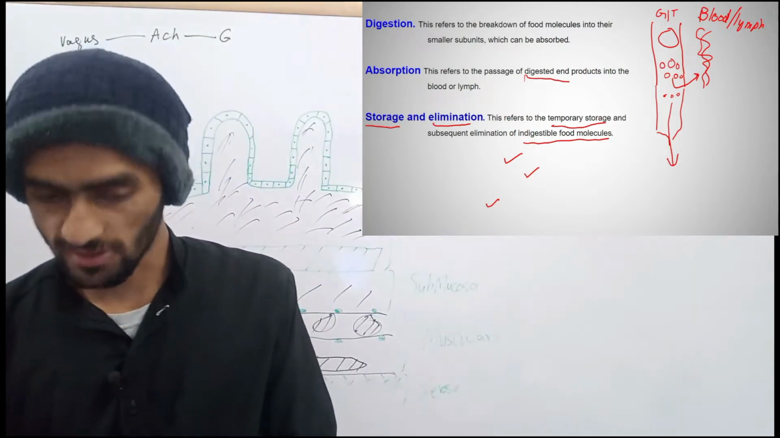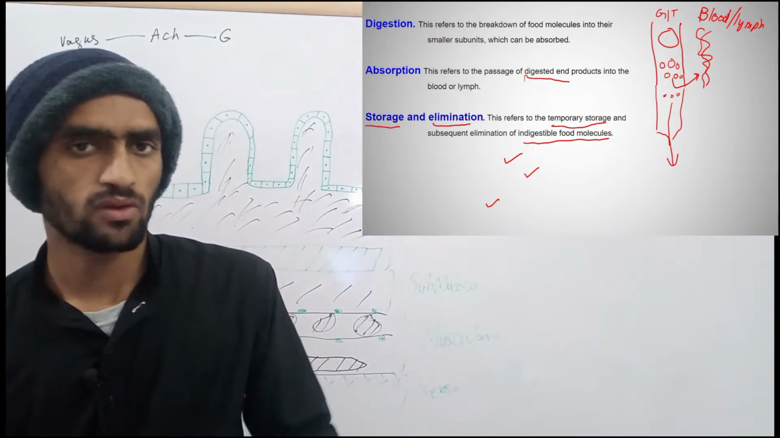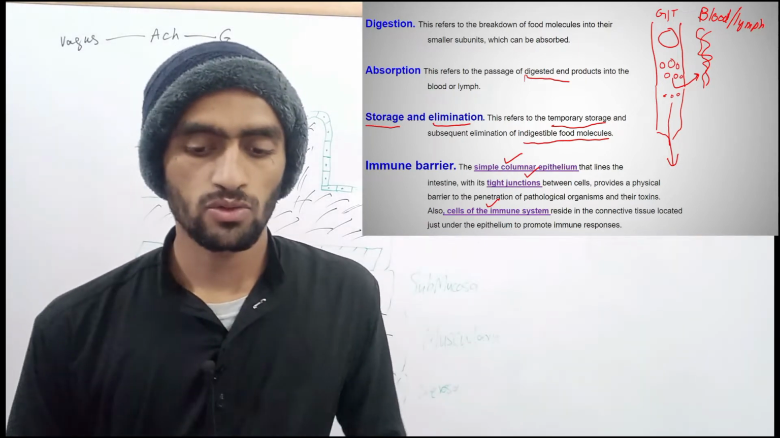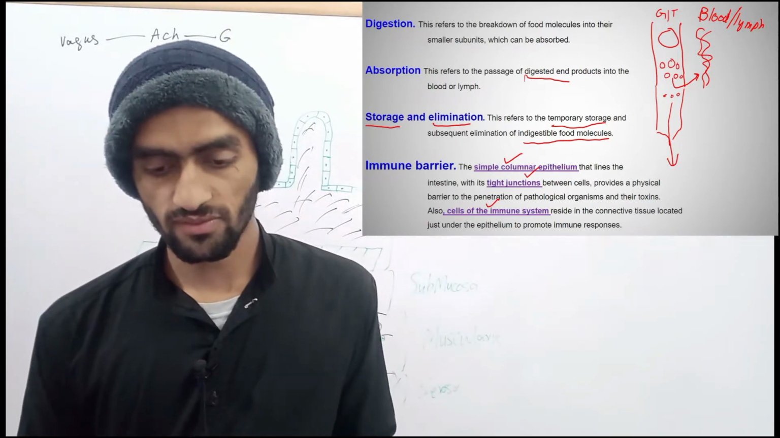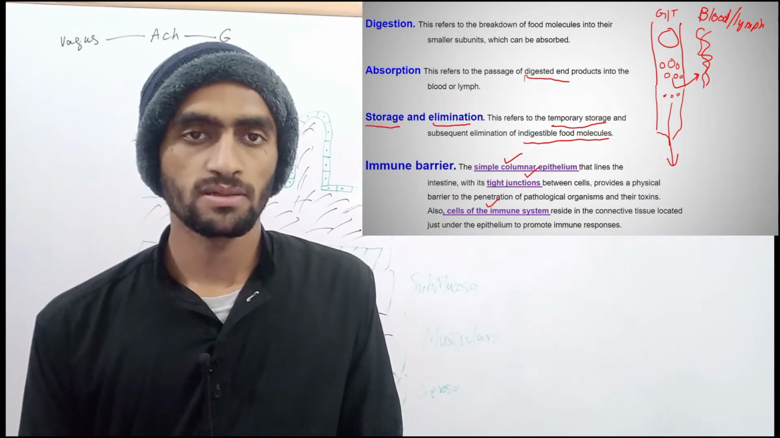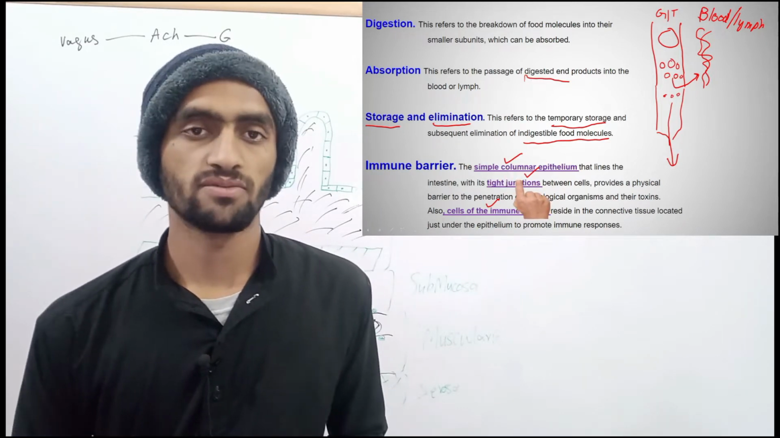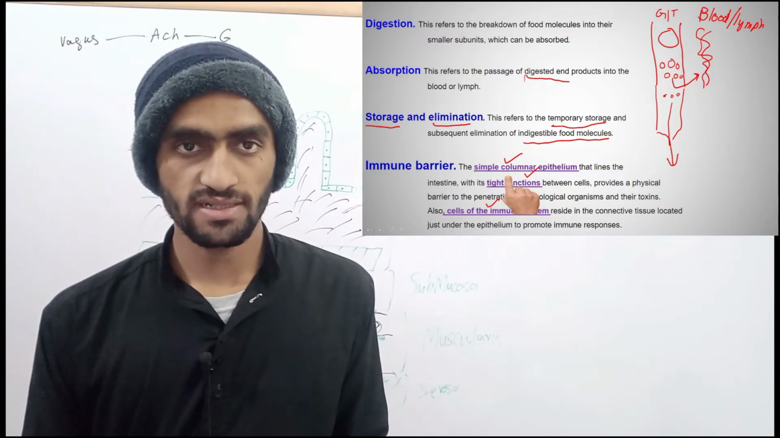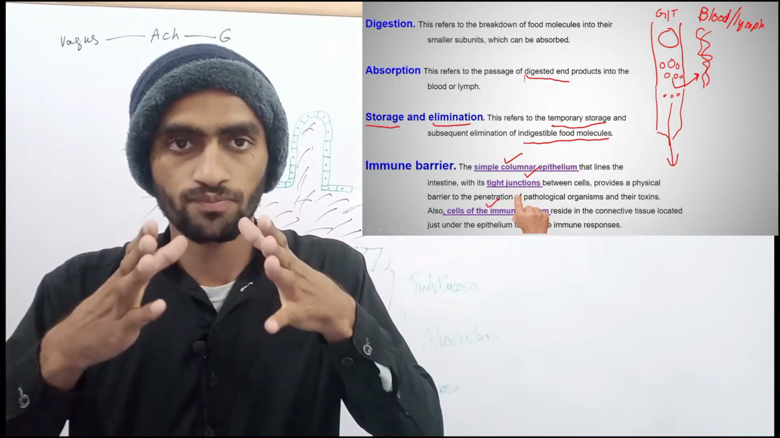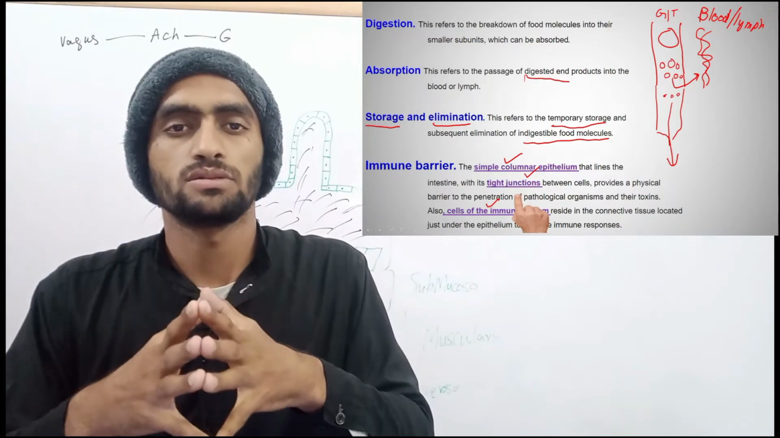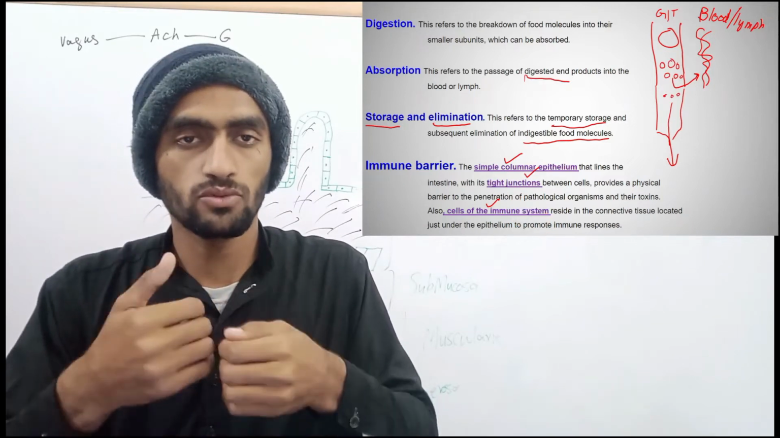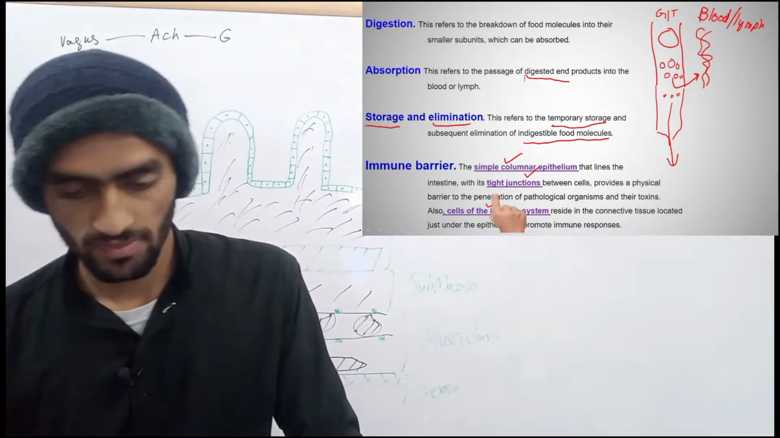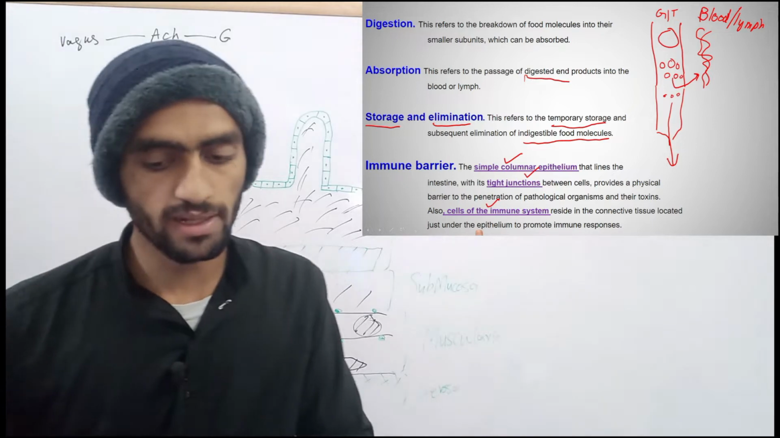This is another function: immune barrier. We have immunity in our gut wall to prevent infection. There are 3 components involved which help the immunity process. Simple columnar epithelium with tight junctions, so we do not allow movement between 2 cells. Then cells of the immune system, and other immune barriers.